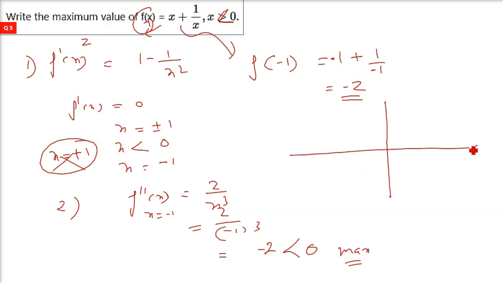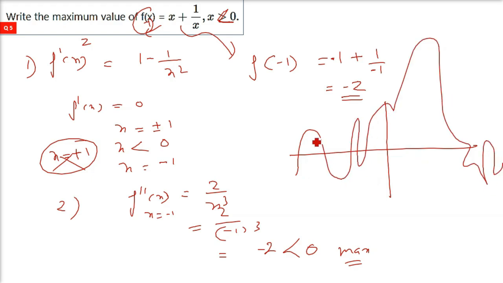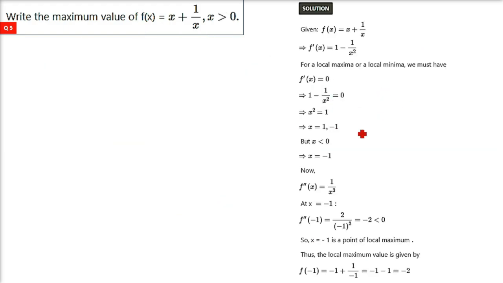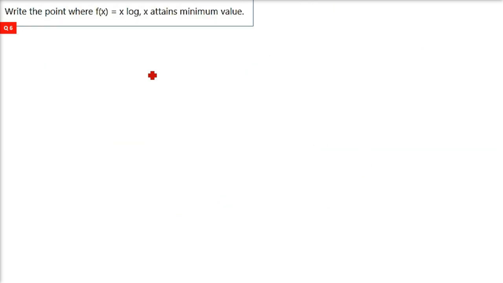Now what has happened? In the previous question we got 2 for the minimum. Here you got negative 2 for the maximum. So this is like water moving uphill. That's not possible, no? It's just possible because the graph is like that. The graph can be, because we are talking about local minima and local maxima. So this is how you have to write it.